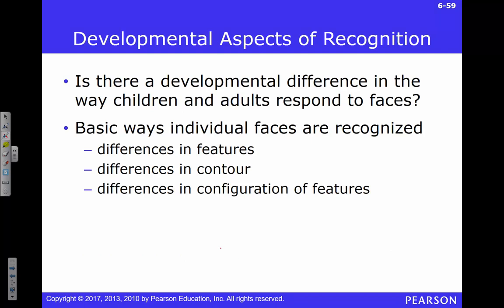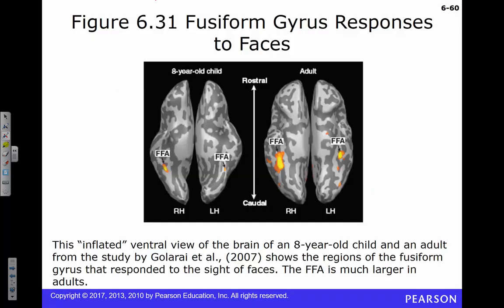Don't worry about the parahippocampal place area. That's fine. We still want to talk about faces. There are features, contours, and configuration of features. Most faces contain the same basic elements, though, right? If I said, hey, draw a face, most of you will give me a couple eyes, a nose, a mouth, maybe some ears, a little bit of hair, eyebrows. That's sort of what you get.